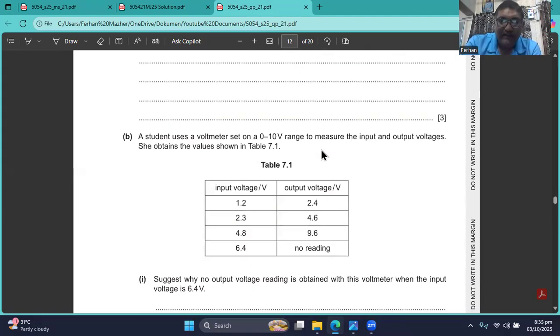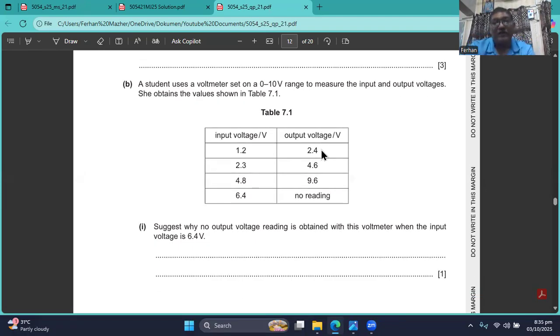So what happens if in the primary coil you are providing 1.2, the output voltage is 2.4, which is double. If your input voltage in the primary coil is 2.3, the output voltage will be 4.6, which is double. And if you provide input voltage 4.8 volt, the output voltage will be 9.6 volt, which is double. If you provide 6.4 volt, the voltmeter has not shown any reading. If you double 6.4, it is 12.8 volt.